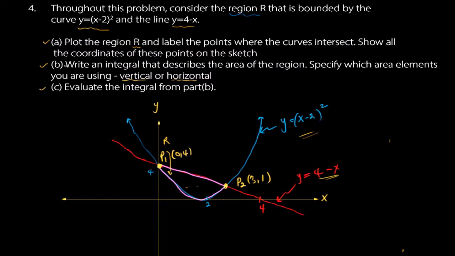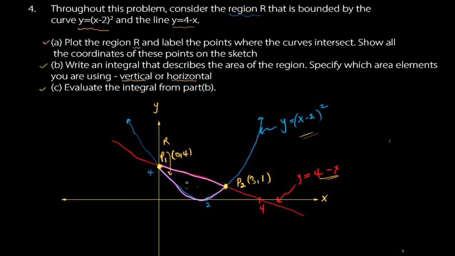Now the next one here says write an integral that describes the area of the region and specify which area element you're going to be using. Well, to do this kind of problem, you could either use horizontal slice. By horizontal slice, I mean you're taking horizontal slices like this, and if I say vertical slice, you're using vertical slice. So anyway, for this problem, we're going to be using vertical slice.